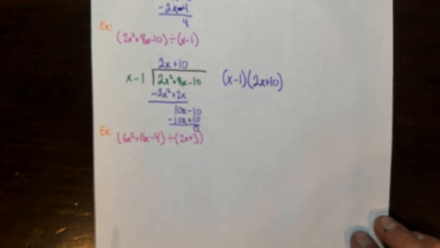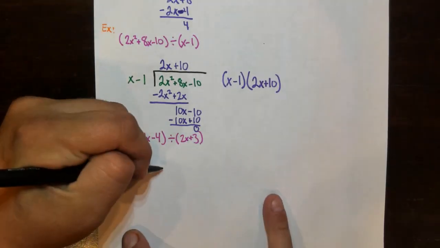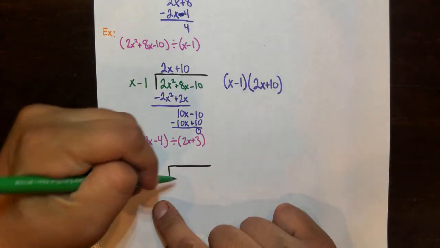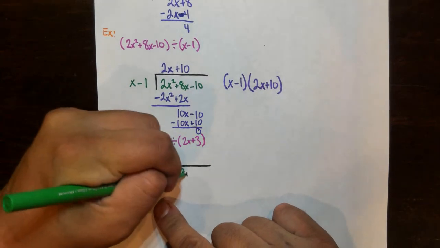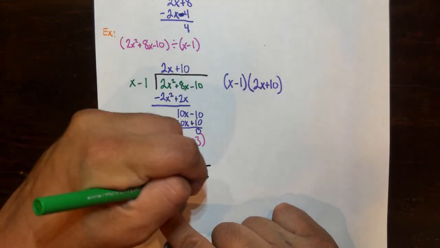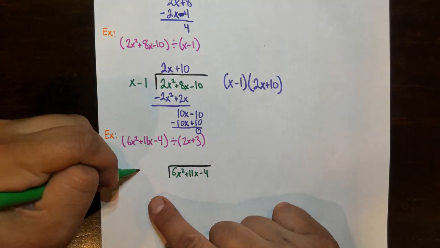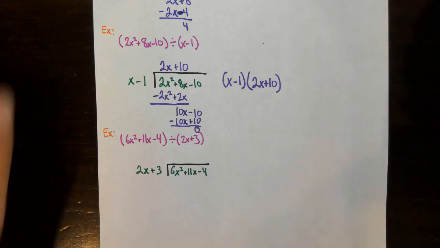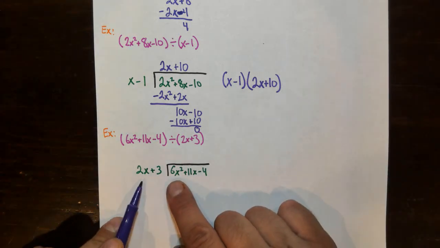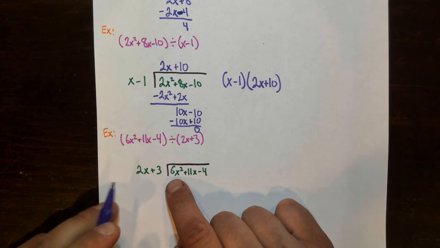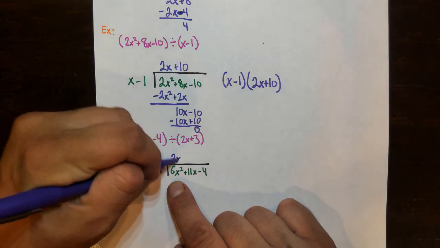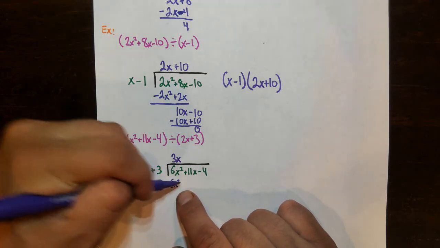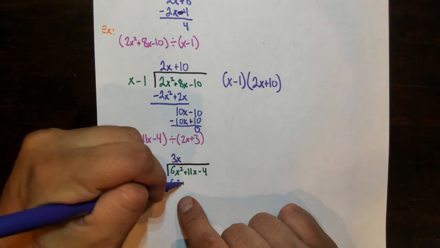Okay, let's do one more example together. Now we have 6x squared plus 11x minus 4. Now we're dividing by 2x plus 3. And again, I'm going to look at these first two terms. So 2x and 6x squared. 2x times what gives me 6x squared? That's going to be 3x. And then I multiply. 3x times 2x is 6x squared. 3x times 3 is plus 9.